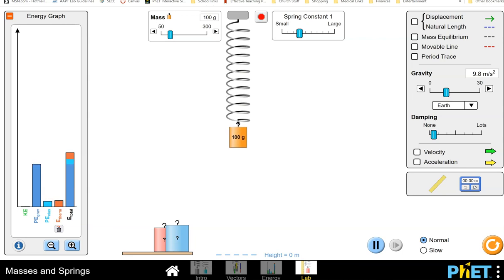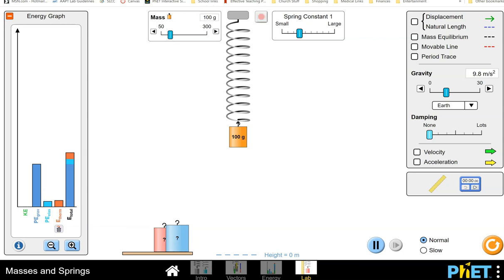Now, right now, I have some damping, meaning there are forces that are causing some of the mechanical energy, the potential and kinetic energy, to turn into thermal energy, which we can see over here on the left side. So these energy graphs on the left side are representing this thermal energy.